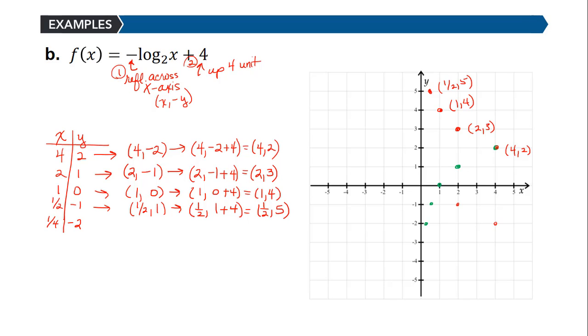And then 1 fourth, negative 2. When I reflect it across the x, it's 1 fourth, positive 2. And then I need to shift that point up 4 units by adding 4 to my y value, so 2 plus 4 takes me to the ordered pair 1 fourth, 6.